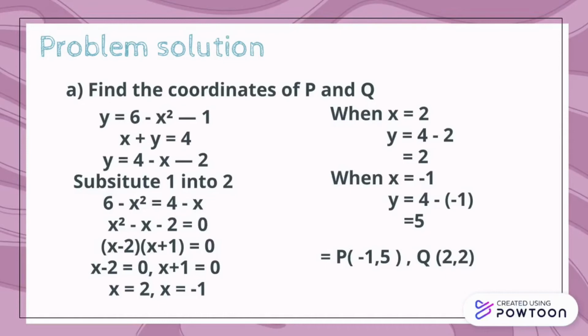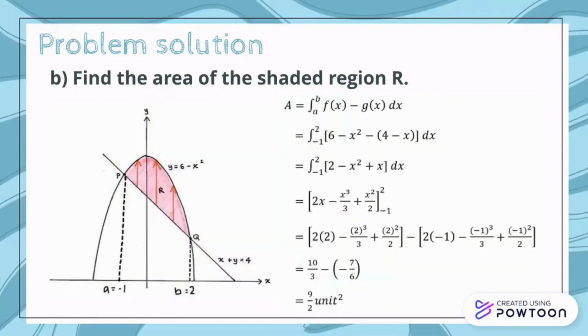We have not finished yet because the question asks you to find the coordinates. Therefore, we have to find the value of y. When x equals 2, substitute x into any of the equations. So we choose equation 2. So y equals 4 minus 2, y equals 2. When x equals negative 1, y equals 4 minus negative 1. So y equals 5. Therefore, the coordinate of P is (negative 1, 5) and the coordinate of Q is (2, 2).